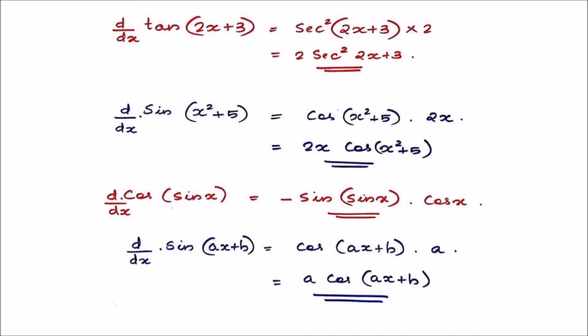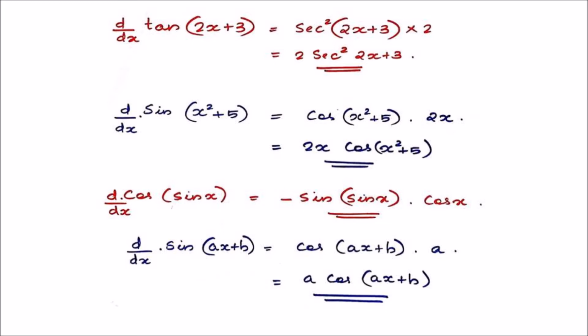So here are some problems based on trigonometric functions. The first one is tan 2x plus 3. As we have discussed, in case of tan x, the derivative is sec square x. So we can write it as sec square 2x plus 3 into the derivative of 2x plus 3, that is 2. So the answer is 2 sec square 2x plus 3.